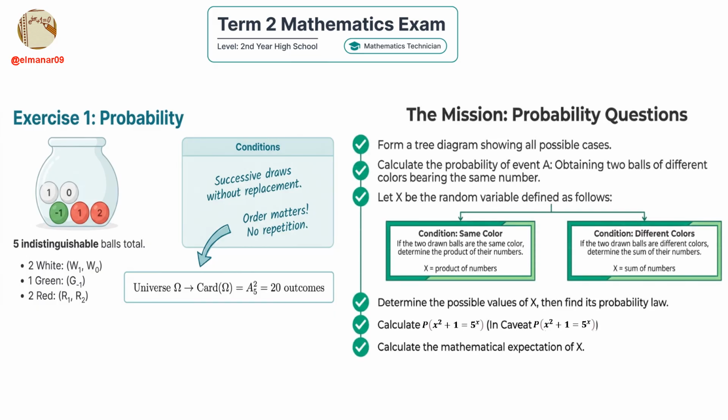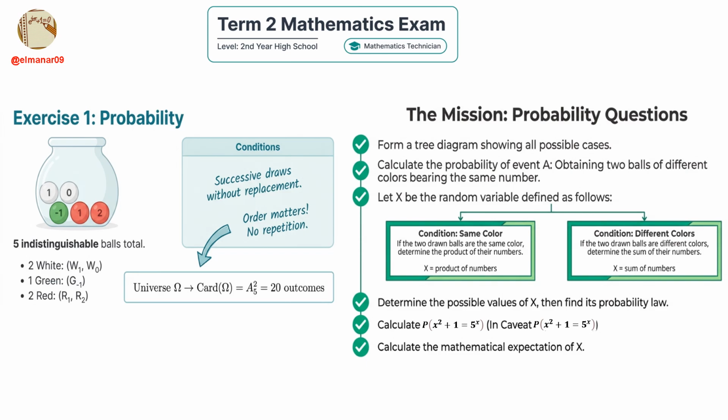Second, the mission, our mathematical challenges. Let's move to the right side now, our roadmap. I want you to be focused and methodical. The probability tree, our first step will be to build a complete tree. It's our map so we don't lose any outcomes along the way. Imagine each branch as a path leading to a possible result. Event A, we will need to calculate the probability of getting 2 balls of different colors but with the same number. It's a tricky little trap, but I know you'll navigate it brilliantly.